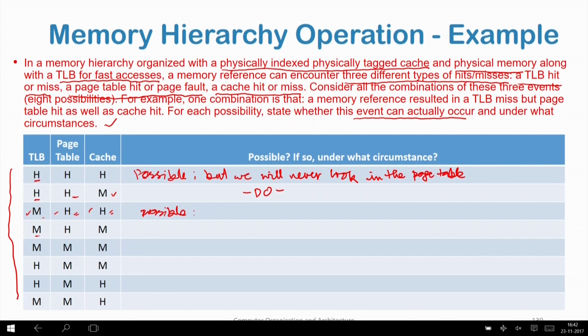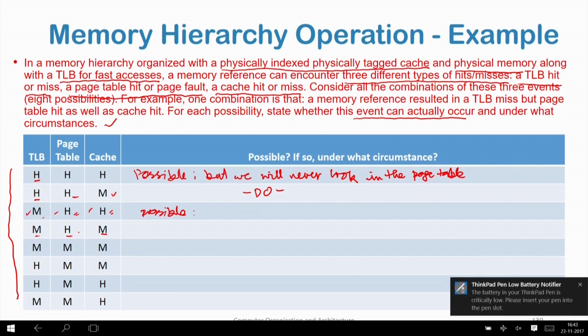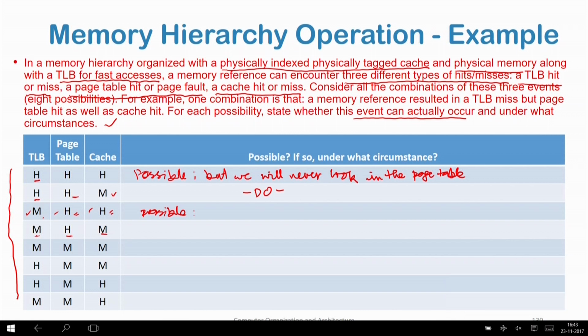The next case, I have a miss in the TLB, I have a hit in the page table, and I have a miss in the cache. Yes, this is also possible. As we said, I have a miss in the TLB, so I get to the next level, get the page table entry. I find that the actual page resides in physical memory. However, when I generate the physical address, break it into tag, cache index, block offset, etc. for accessing the cache, I see that the data is not present in cache. So, I have to incur a physical memory access and get the data from physical memory.